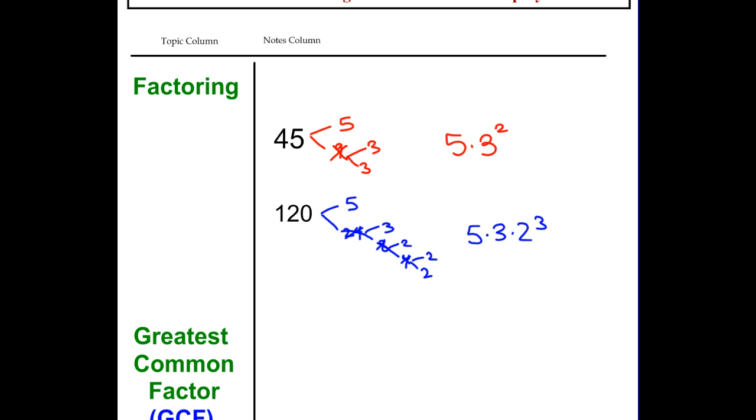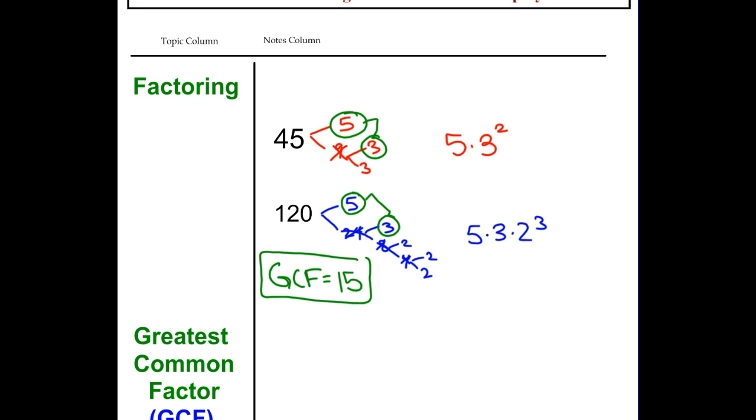Now really what I want to look for is common numbers in my prime factor tree. So if you notice, I have a 5 here, I have a 5 there, I also have a 3 in each of those. And then for my greatest common factor, all I do is multiply those two pieces, so my GCF of these two numbers is 15.